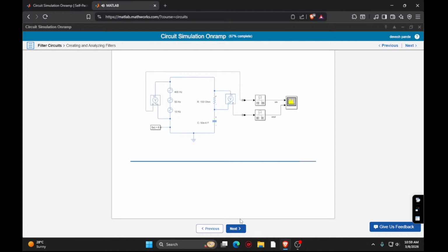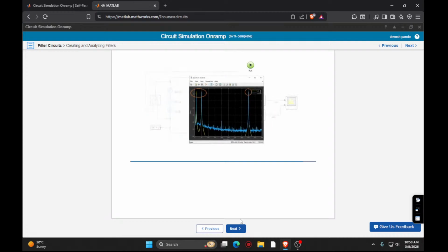We can also measure the input signal for comparison. By simulating the model, we can see that the output below the cutoff frequency is reduced, as we expect for a high-pass filter. Now it's time for you to practice with Spectrum Analyzer. Click Next below to try it yourself.